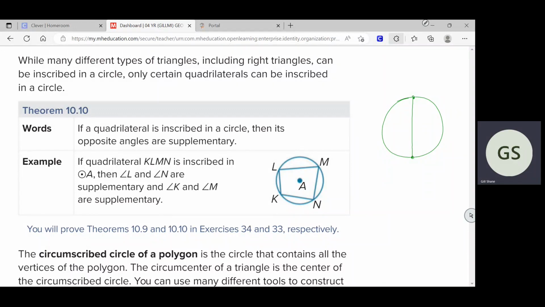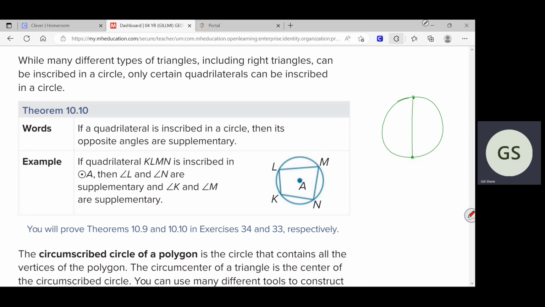What does supplementary mean? They will add up to 180, right? So again, just memorize that if you want: opposite angles of an inscribed quadrilateral are always going to add up to 180. Or let's think about why that's true.